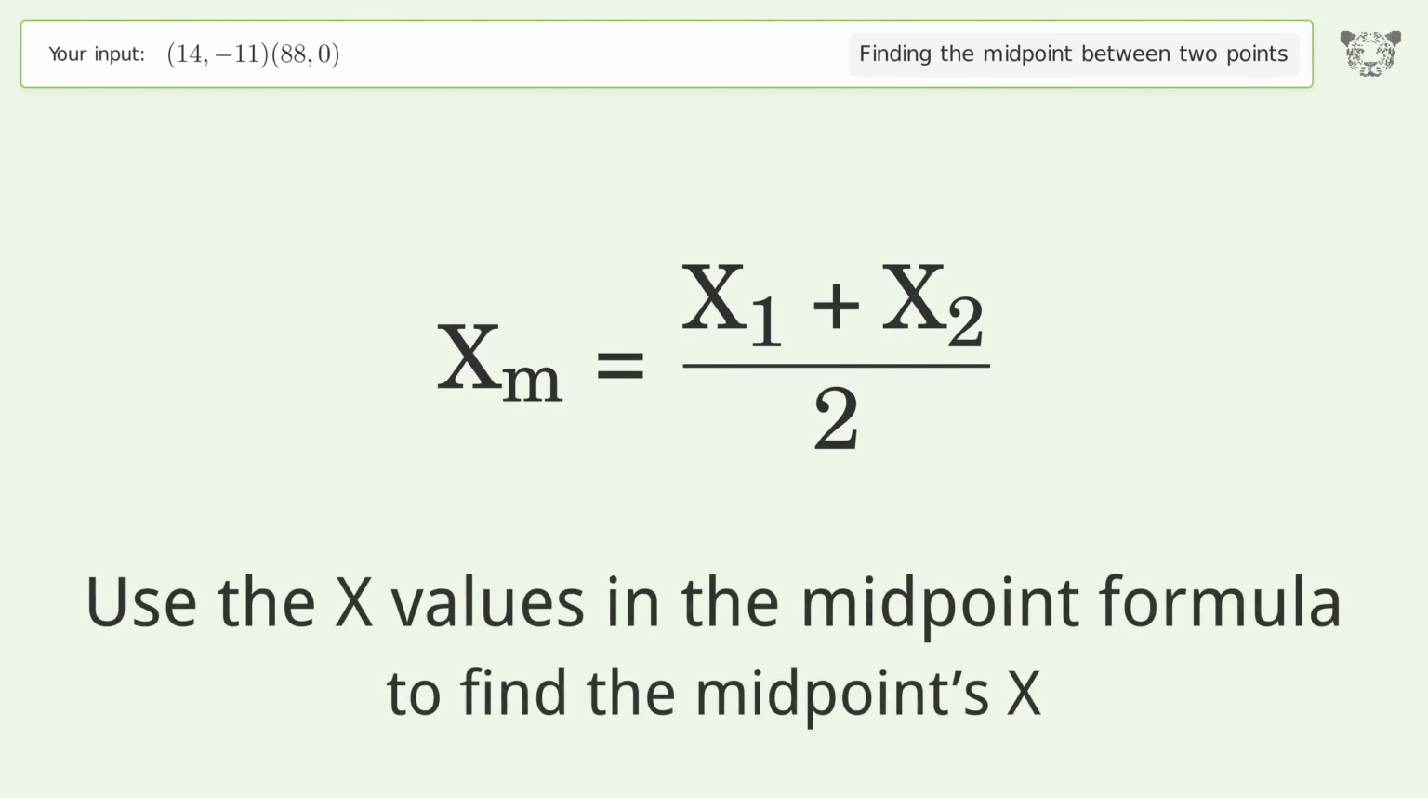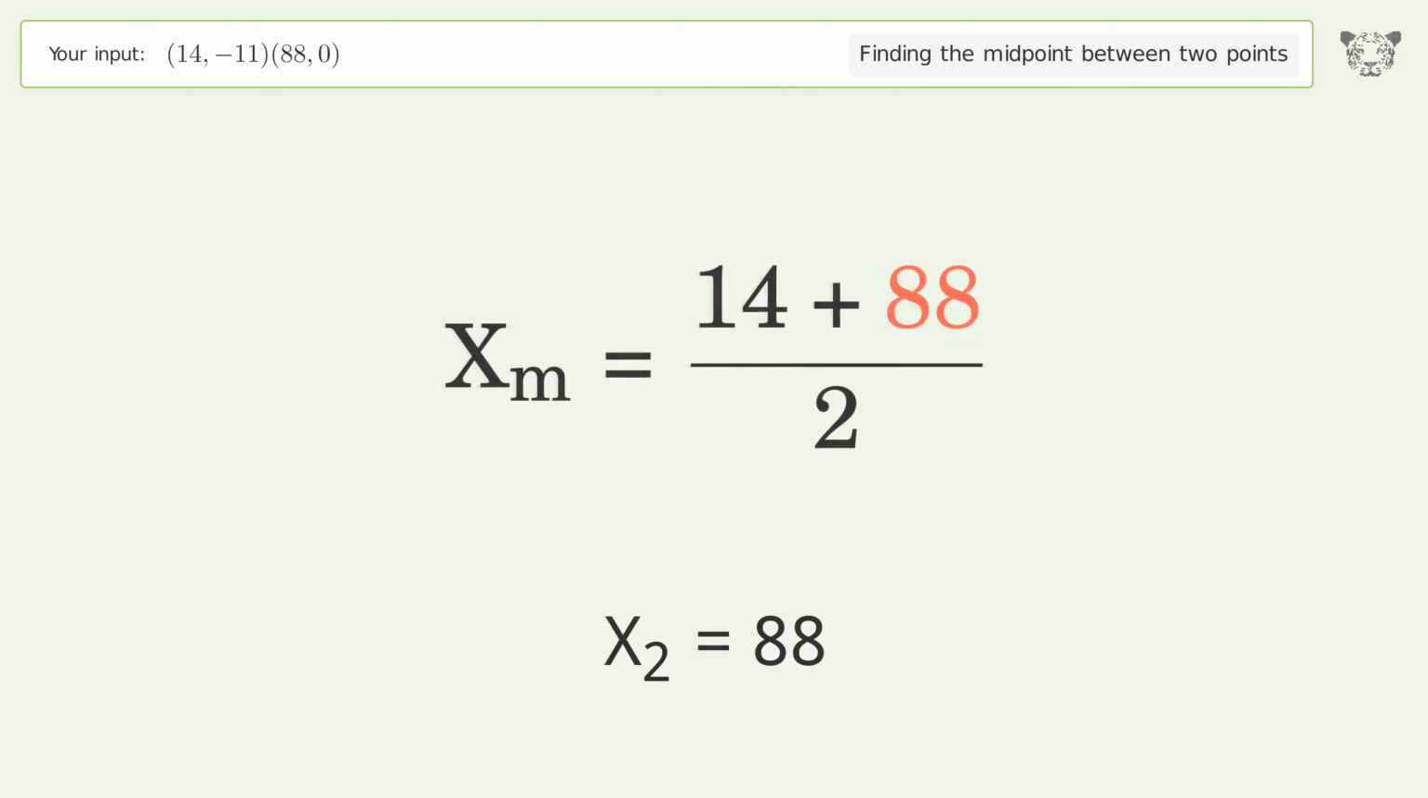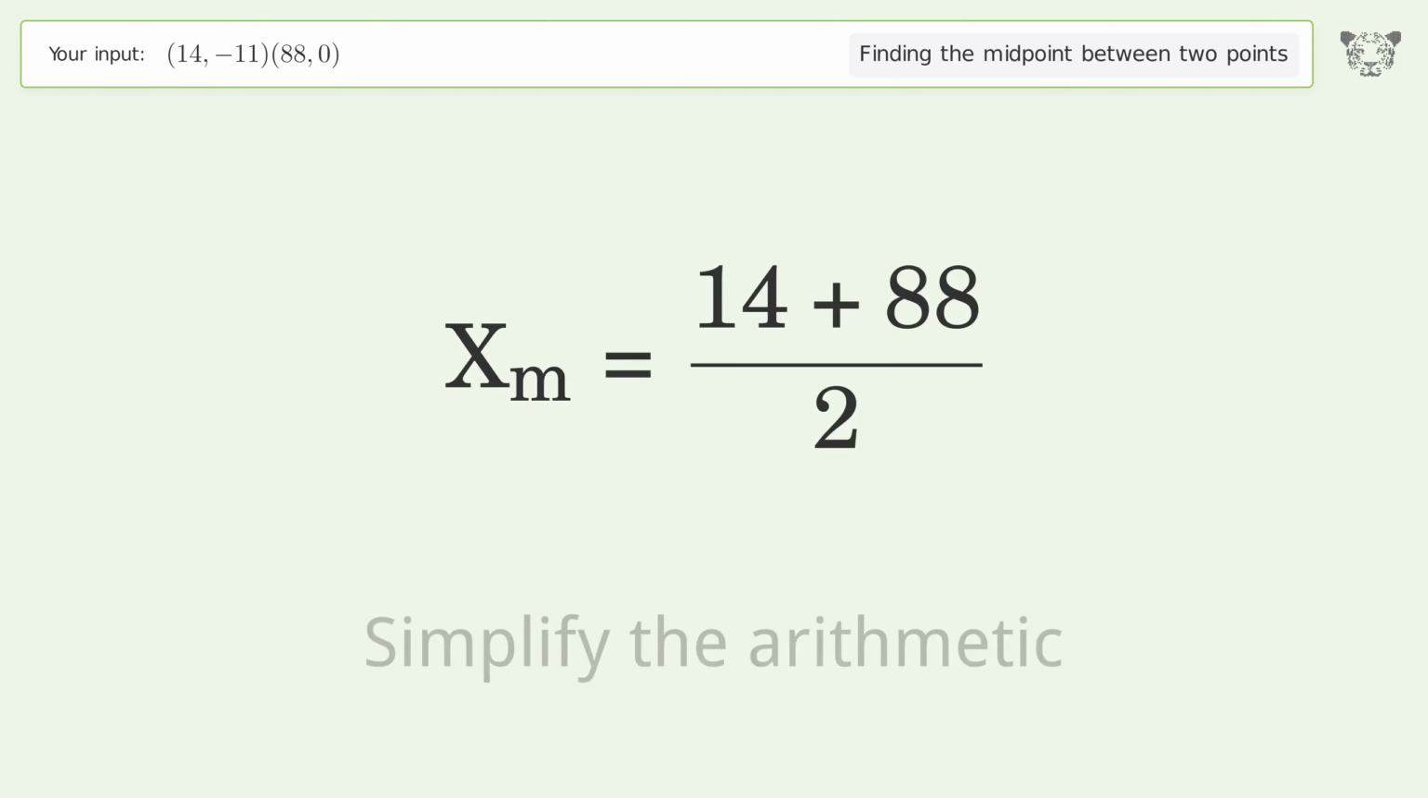Use the x values in the midpoint formula to find the midpoint's x. x1 equals 14. x2 equals 88. Simplify the arithmetic.